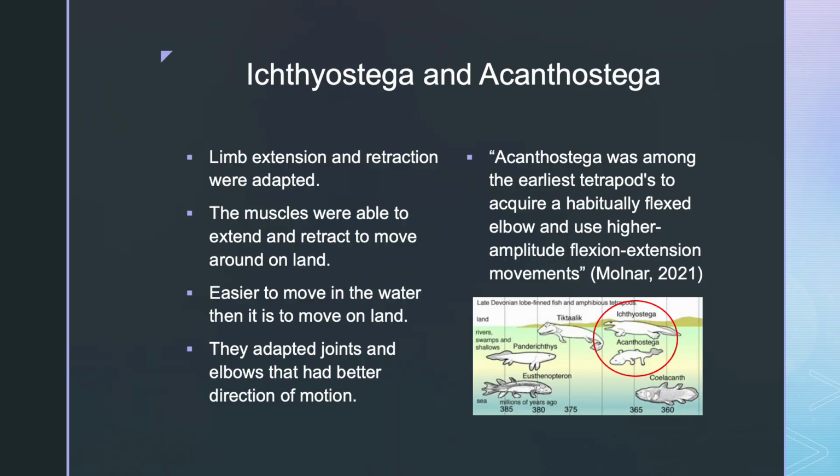Ichthyostega's adaptation was limb extension and retraction. The muscles were able to extend and retract to move around on land. This made it easier to move both in the water and on land. They adapted joints and elbows that had better direction of motion.